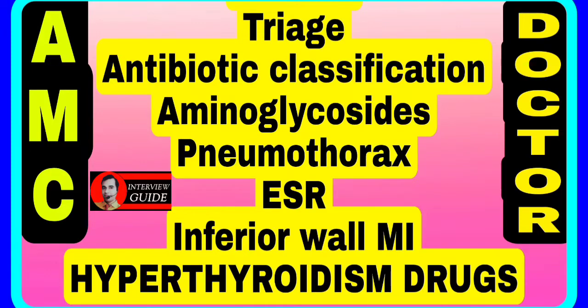Pneumothorax. Pneumothorax is a condition in which there is air trapping in between the visceral and parietal pleura. Pneumothorax may be a traumatic pneumothorax or a spontaneous pneumothorax. There can be a tension pneumothorax and an open pneumothorax. The management of pneumothorax is basically in an emergency condition.